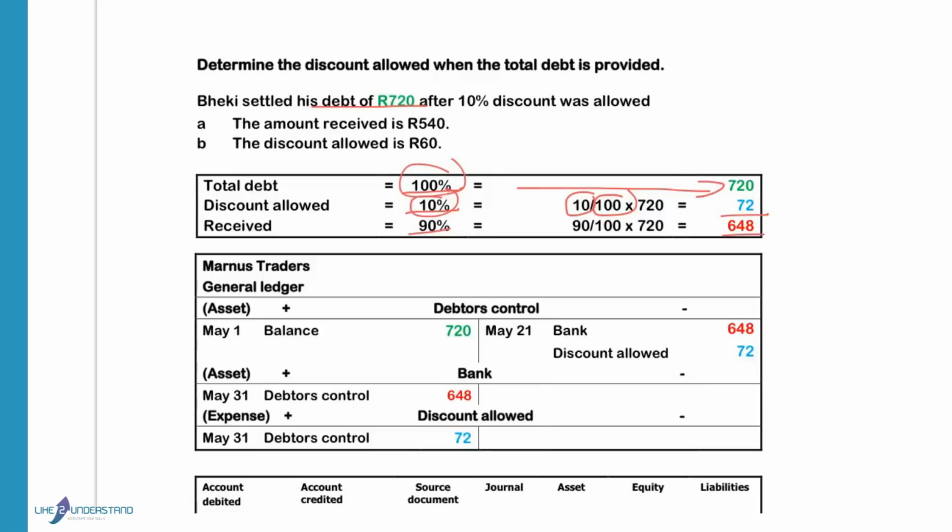And the amount received will be 648 rand. Debtors control is debited with 720. That is the balance that was brought down after the previous month's sales. We will reduce the debtors with a total 720 to decrease this asset. The bank is debited to increase the asset with the amount of money deposited into the bank. And the discount allowed account is debited with 72 to increase the expense with 72 rand.